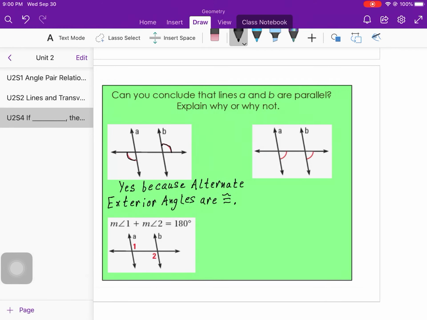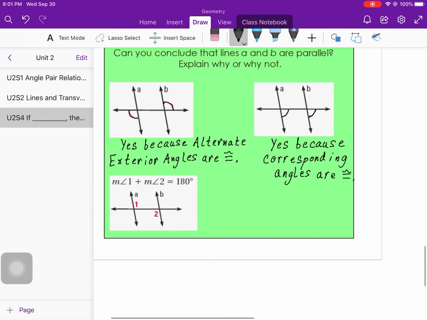Next one, can we justify it for this? So this is corresponding angles because they're both in the same position. And this would be yes, because corresponding angles are congruent. And I'm being lazy using that symbol, but it's fine for right now.